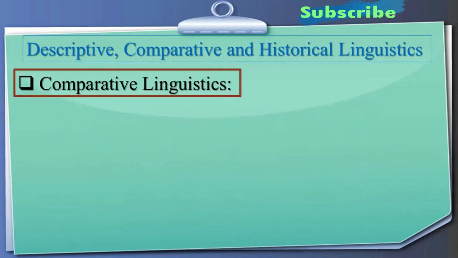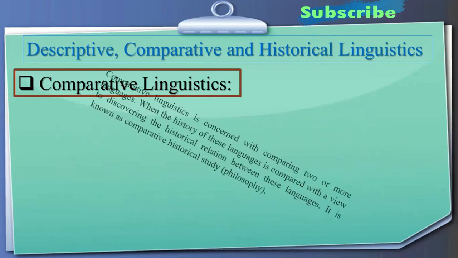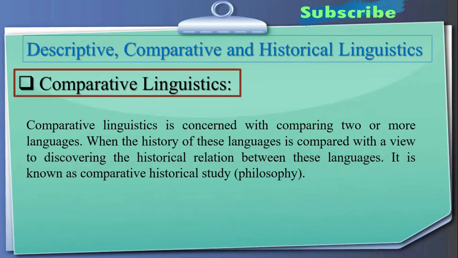Here again, last but not least, is comparative linguistics. Comparative linguistics is concerned with comparing two or more languages. When the history of these languages is compared with a view to discovering the historical relation between them, it is known as comparative historical study or philology. When we are comparing languages historically, that is called comparative linguistics.